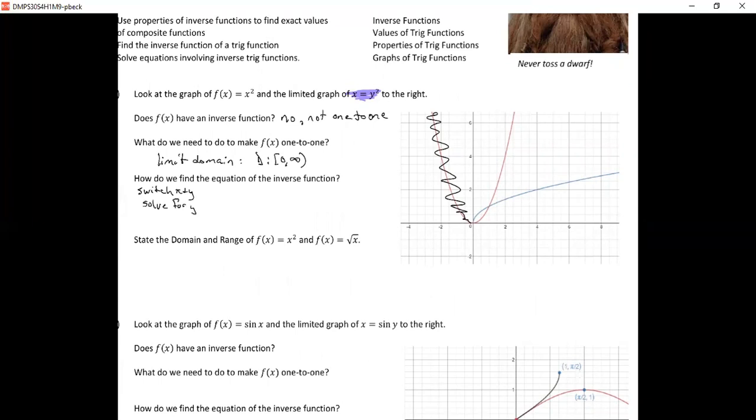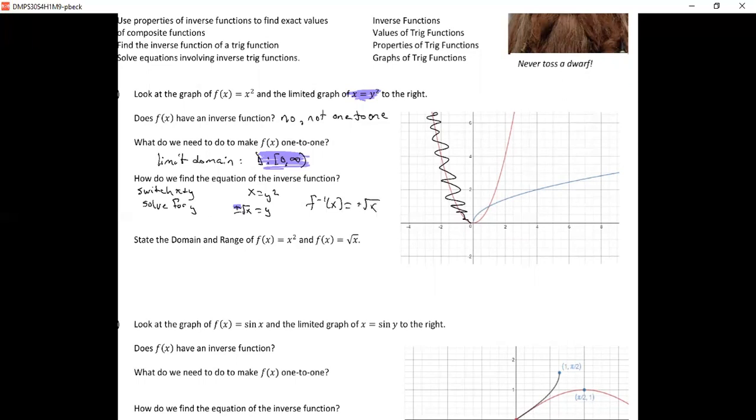So let's do that. We have x equals y squared, and then we solve for y. We will take the positive and negative square root of x. And keep in mind, we only want the positive square root of x because of how we limited our domain here. So f inverse of x is going to be the positive square root of x.